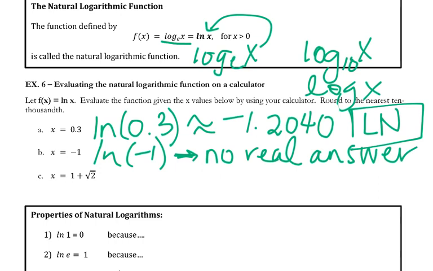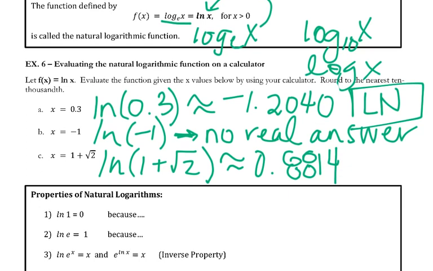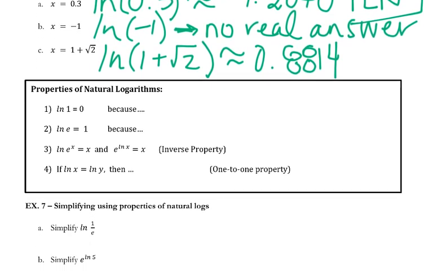All right, final one. Let's do the natural log of 1 plus the square root of 2. So type that into your calculator. Natural log of 1 plus square root of 2, close parentheses, is approximately 0.8814. All right, so that's evaluating the natural log using our calculator.